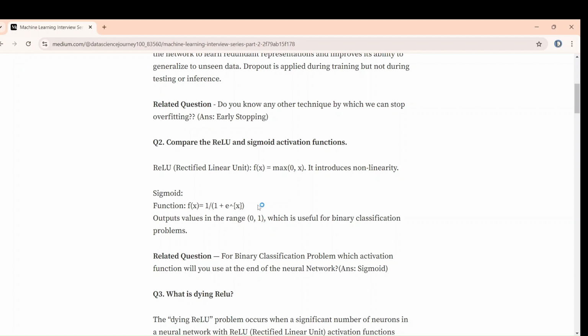If it is less than 0.5, then it will belong to some negative class. So the output will be in a range, and depending on where the value is, we can classify the output accordingly. That's why the sigmoid function is used.